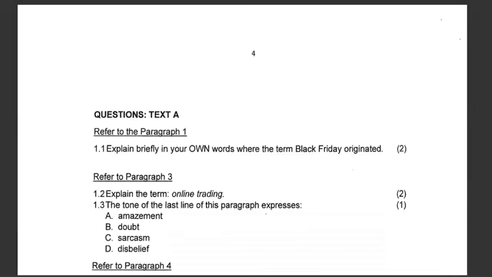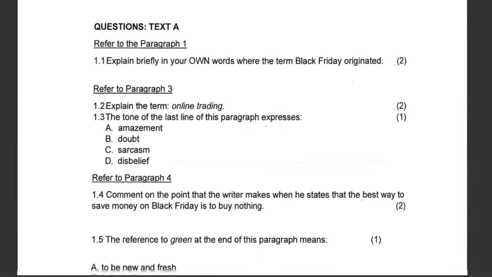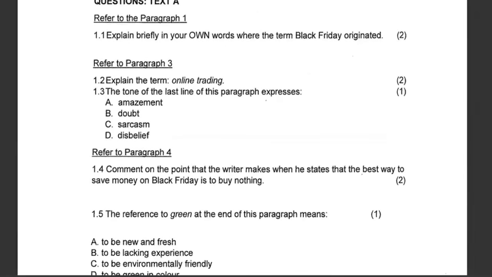Right. Text A, we are supposed to refer to text A, and as a result, refer to paragraph 1. It says, explain briefly in your own words where the term Black Friday originated. I believe I'm going to talk about the questions before I begin. Please bear with me. I'm going to share the skill for comprehension answering and saying exactly how you must be able to identify what is going to give you marks and what will not be giving you marks at all.